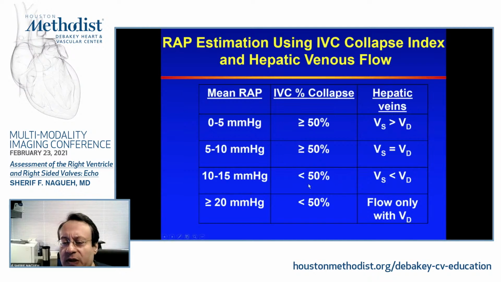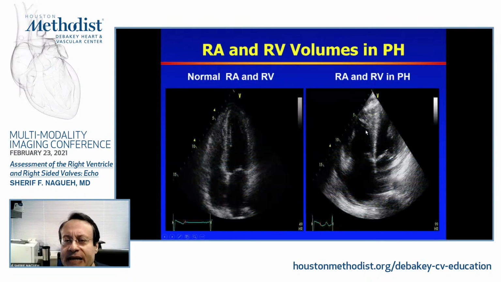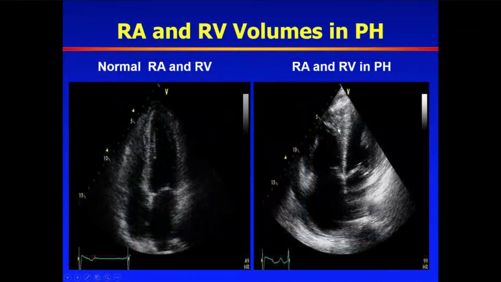If the collapse is less than 50% with diastolic more than systolic, that's a 10 to 15. More than 20 millimeters mercury, or at least 20 millimeters mercury, less than 50% collapse, and you see forward flow only in diastole. We are getting into restrictive RV filling in these cases. Example from a patient with pulmonary hypertension, markedly enlarged RV and RA.